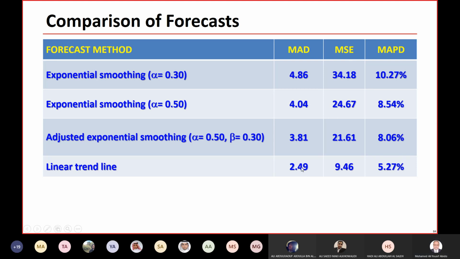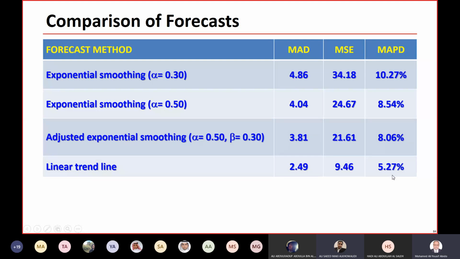Forget about this measure and consider only that measure. This gives you 34, 24, 21, 9.4. Again, this method is the best. For the other accuracy measure, you have 10, 8.5, 8, 5.27. Again, this one gives you the best result.